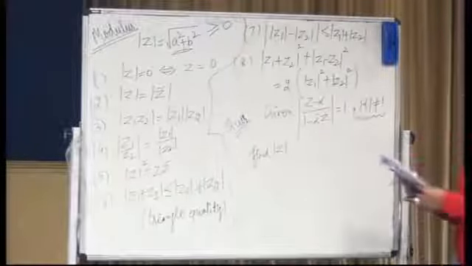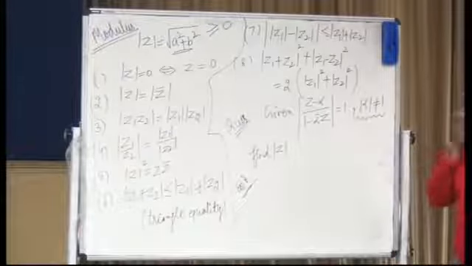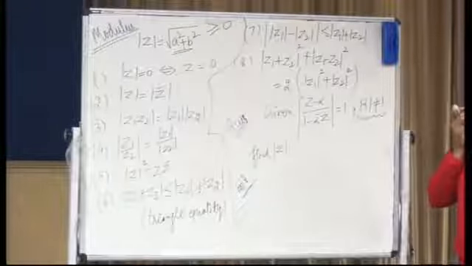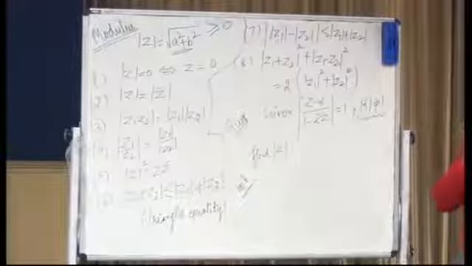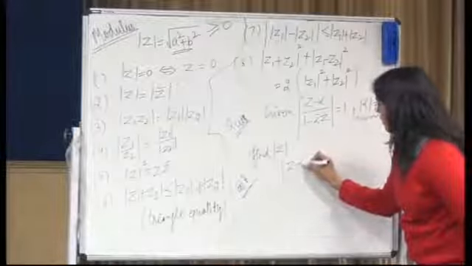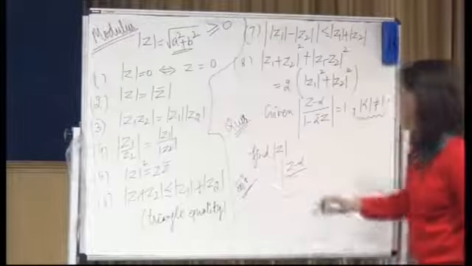How will we get mod z? Which property? Tell me. Z minus alpha upon 1 minus alpha bar z. Which property do I apply? Fourth one. Okay. Can I do the squaring also if I start with this? Yes, both are same actually. We will apply both side by side.